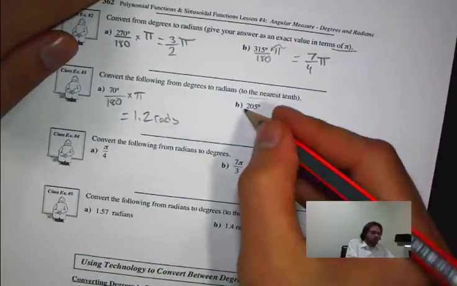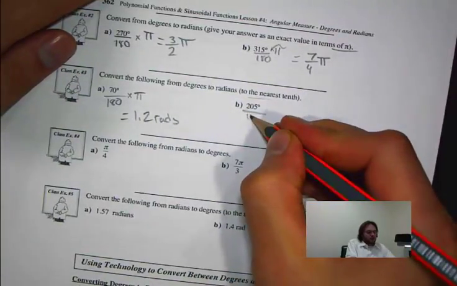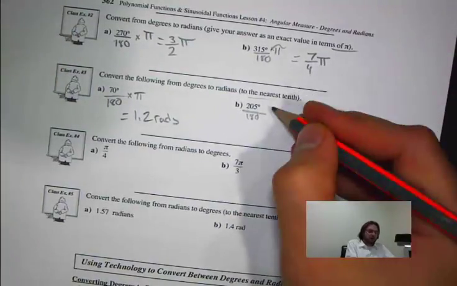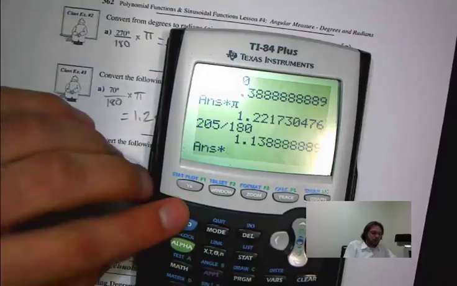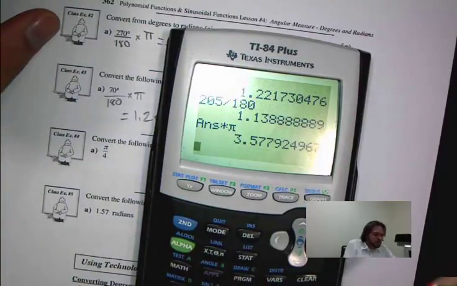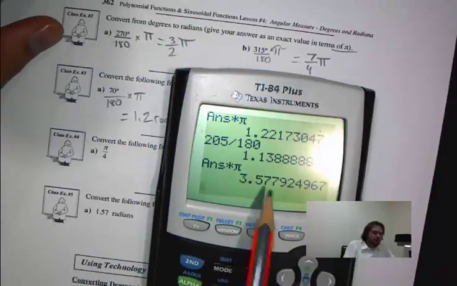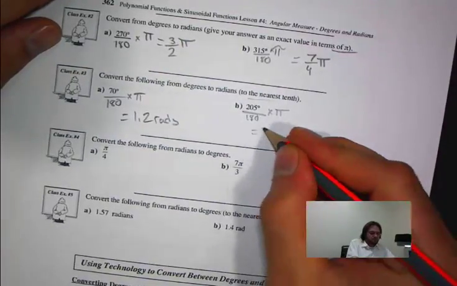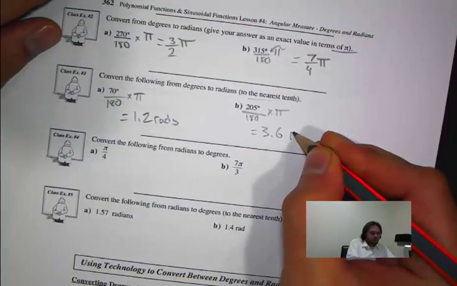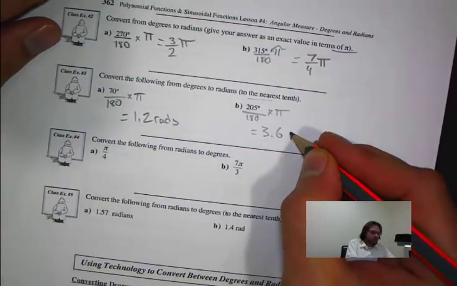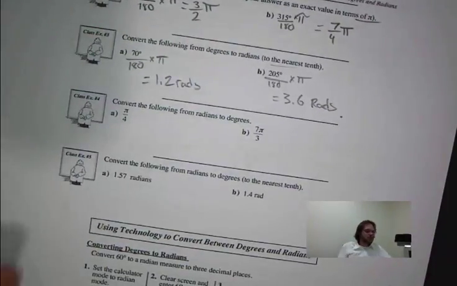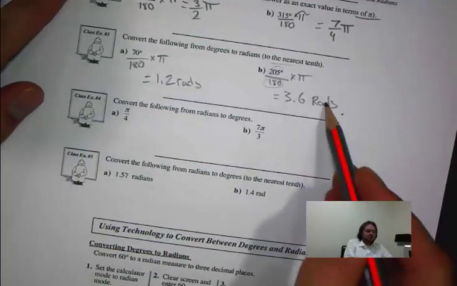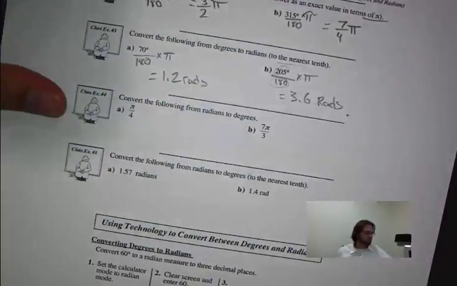Okay? Let's try the next one, 205. So I divide this by 180 because it's in degrees. We want to convert it into terms of pi, which is in rads. So we multiply by pi. So let's try that out. We go 205 divided by 180, and then I'm going to multiply that by pi. I get 3.6. So I get 3.6 rads. That makes sense because it's just over half a circle, which is pi, and pi is 3.14. Makes sense.